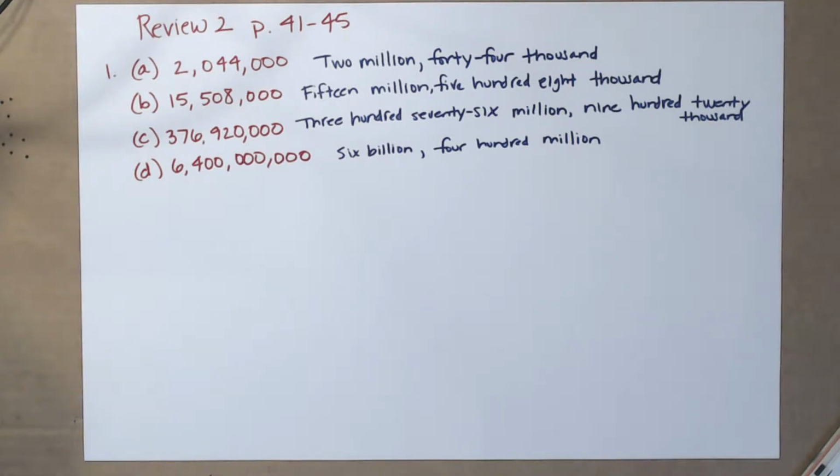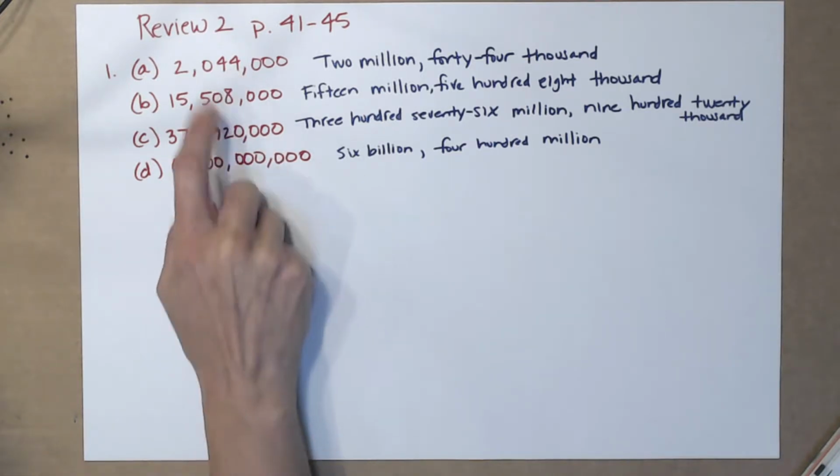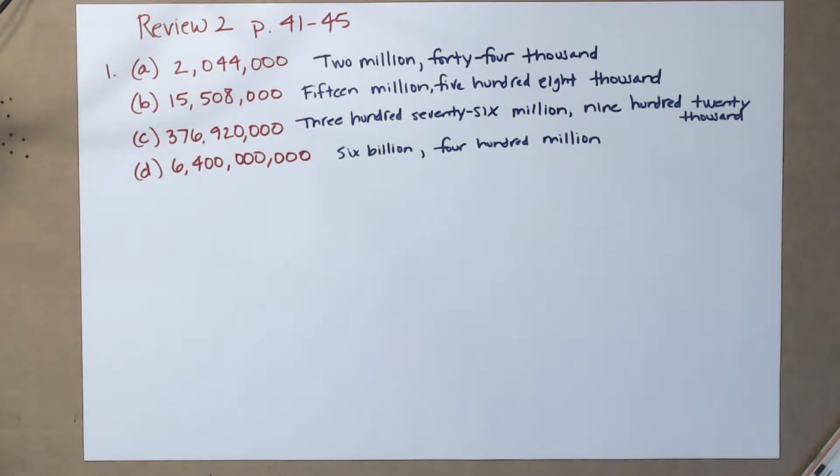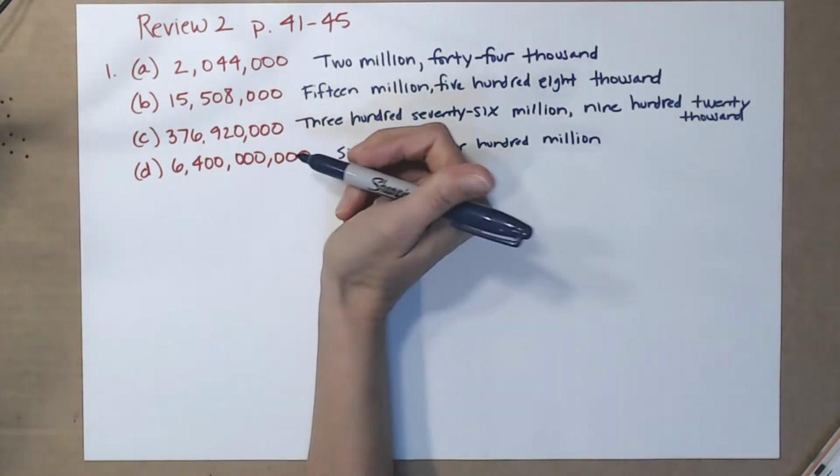Video, we'll be going over Review 2 in the workbook, pages 41 to 45. The first question tells us to write the following in words. So it says the number in standard form, and we need to write it in words. I went ahead and wrote these, so I didn't take the time on the video to do that.